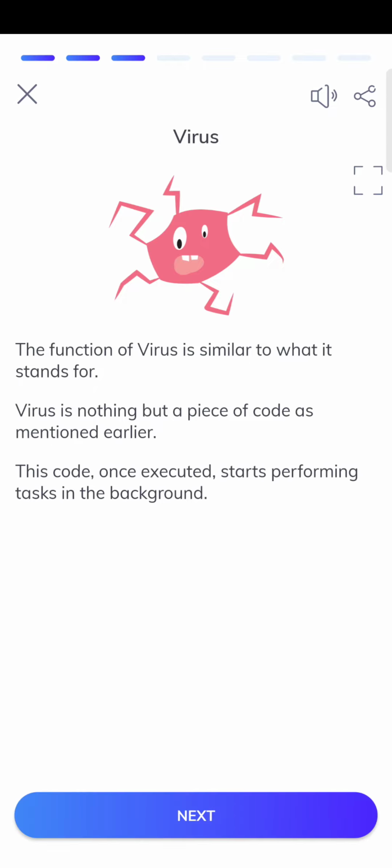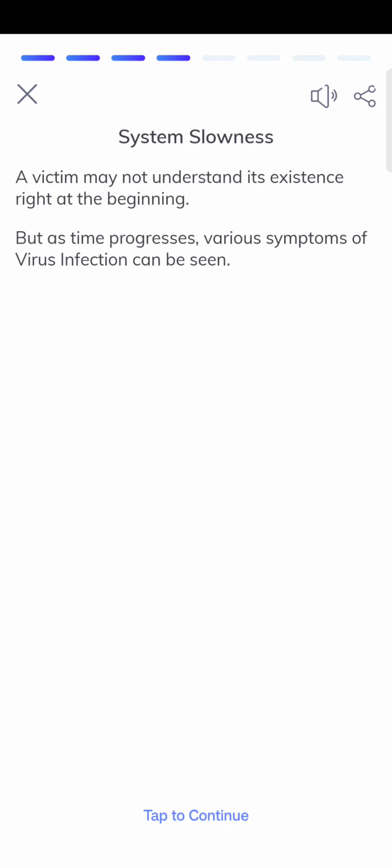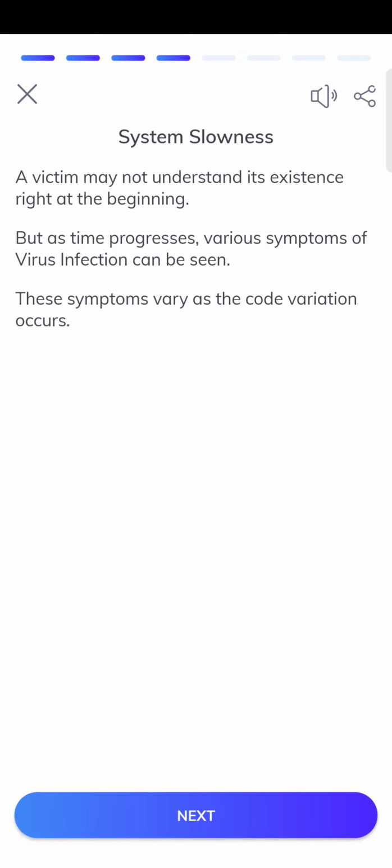This code, once executed, starts performing tasks in the background. A victim may not understand its existence right at the beginning. But as time progresses, various symptoms of virus infection can be seen. These symptoms vary as the code variation occurs.